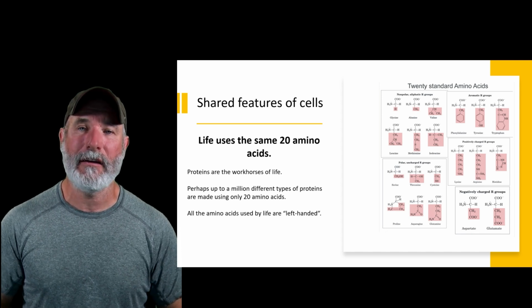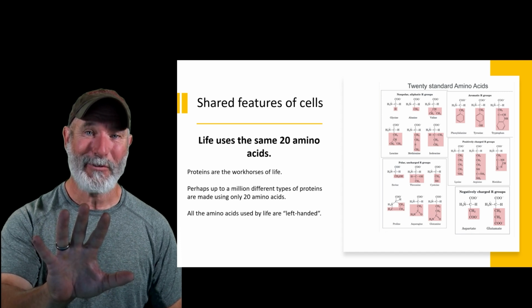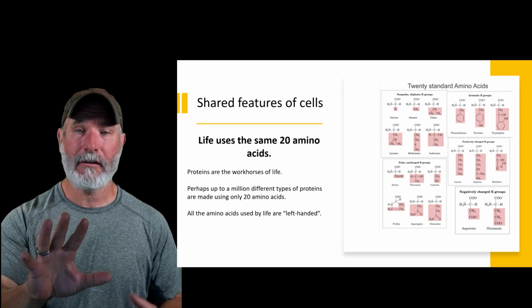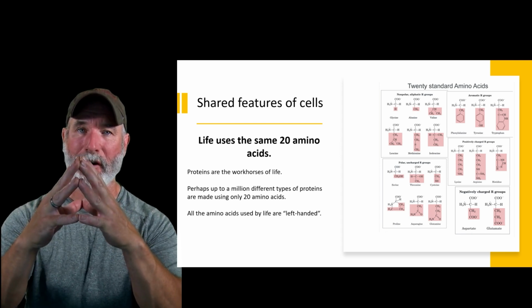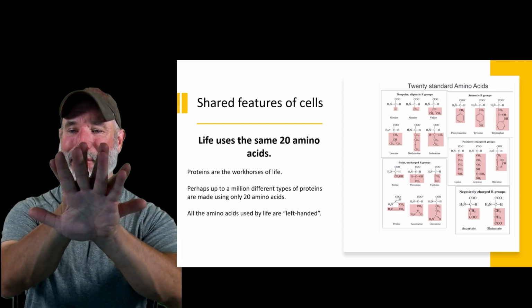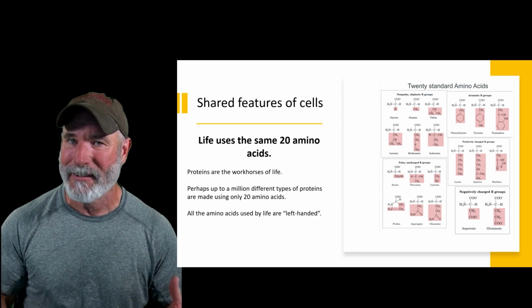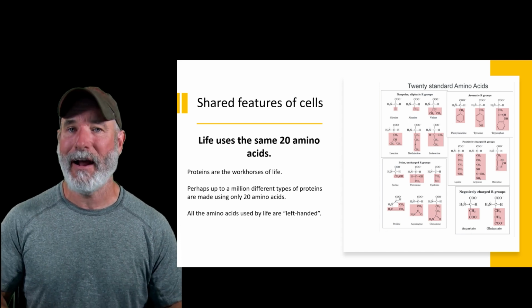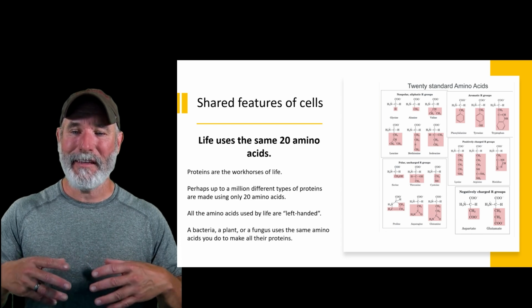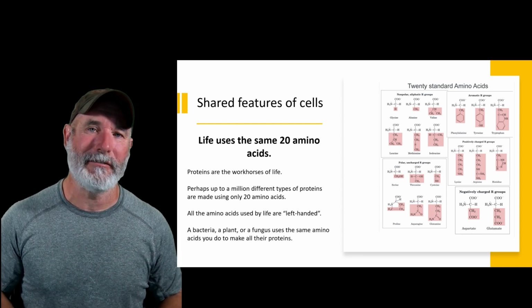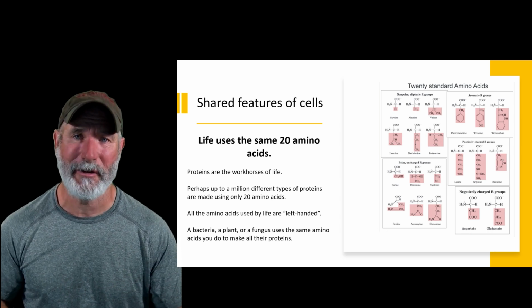And not only are they all the same 20 amino acids, they are all left-handed, right? All left-handed amino acids. See, organic molecules can be left-handed or right-handed. They're non-superimposable mirror images. See, they're mirror images, but they're not superimposable. You can't put a glove for your right hand on your left hand. It won't fit. So organic molecules have chirality because of very specific enzymes. And so whether you're a bacteria, a plant, a fungus, or an animal, you're going to use those same 20 amino acids.